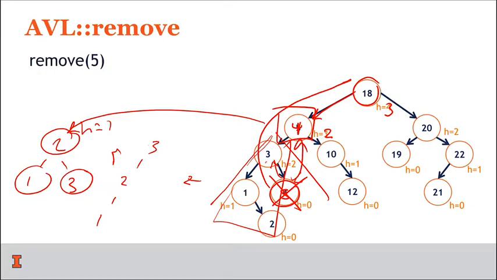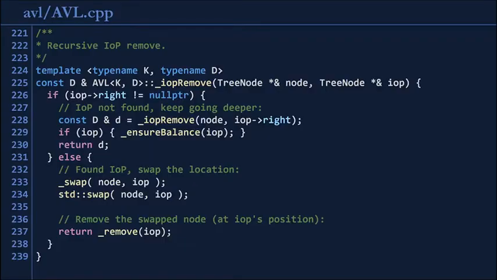So the code to modify the remove is just going to be simply adding an extra function called IOP remove that's going to go ahead and remove the IOP, and it's going to find where the IOP is by looking at the rightmost pointer in the left subtree. And if we have found the IOP, we're simply going to swap that element and then go ahead and call our remove function to remove it altogether. You will have all this code provided for you, and we'll take a look at it in a second.